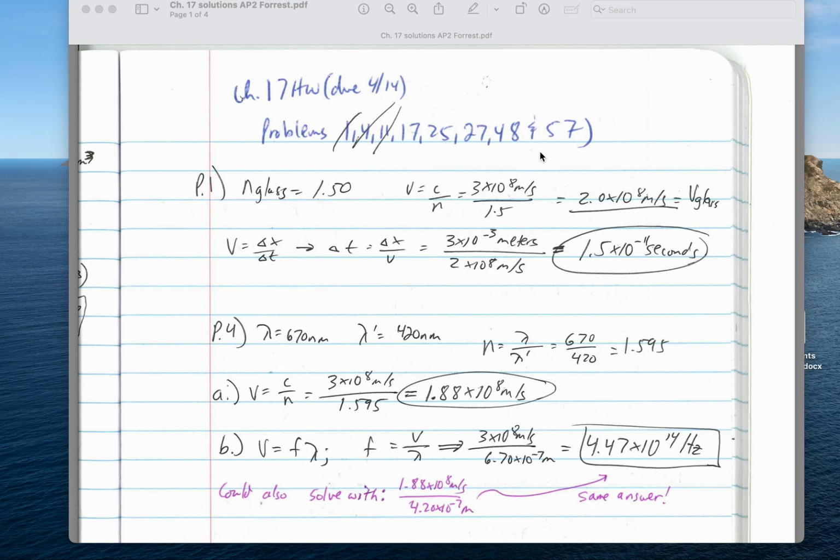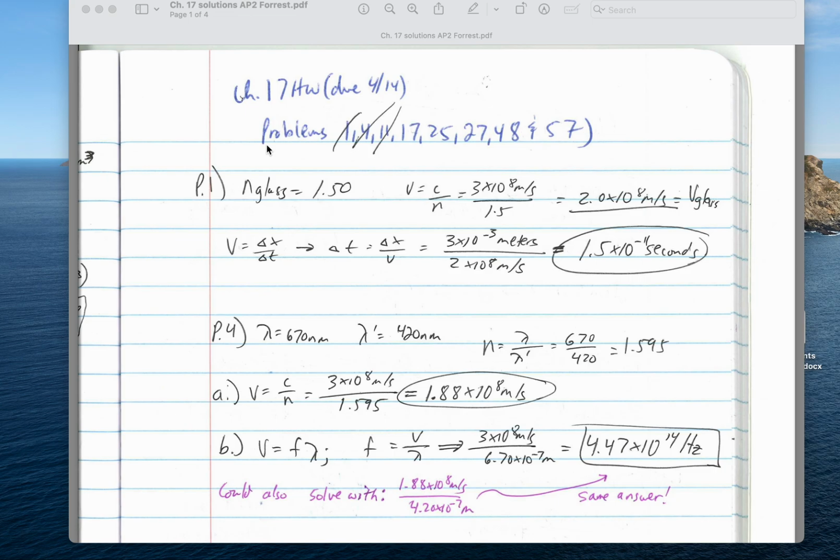Screencast for homework for AP Physics 2 for this year. What we end up having here are the problems that deal with thin film interference and diffraction. So these are all constructive and destructive things for the most part. So the first problem is a little bit easy.